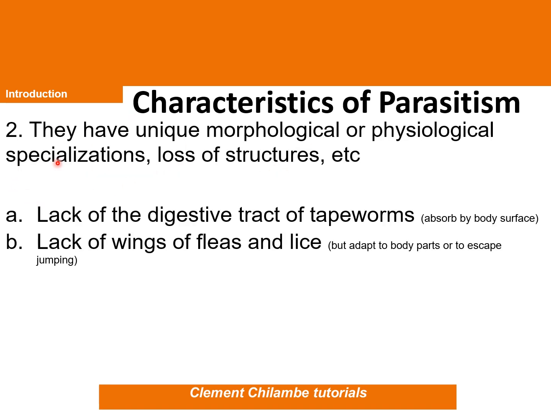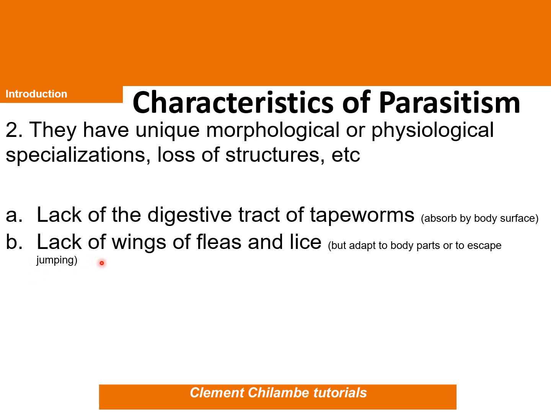Secondly, they have unique morphological or physiological specializations, loss of structures, etc. So this is also one characteristic of parasitism, where they have unique morphology or physiological specializations. For example, tapeworms do not have a digestive tract. Okay, but how do they absorb food? They absorb by body surface. So this is what we mean by unique morphological physiological specializations or loss of structures.